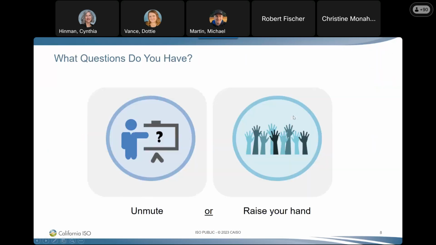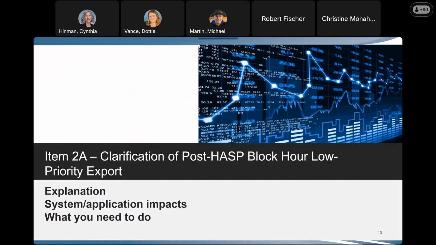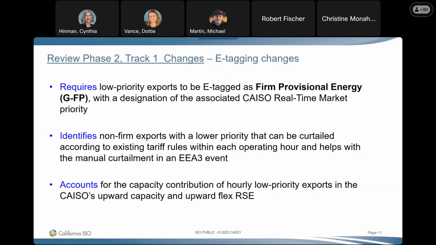We're going to move on to our other change that comes with resource sufficiency evaluation phase 2, track 2. That is item 2A, the clarification of post-HASP block hour low priority exports. Such a long name. We're going to start with a review of the e-tagging changes that were made in phase 2, track 1, not phase 1. And we'll talk about the process and application enhancements that are going to be made. So first, let's do that review.